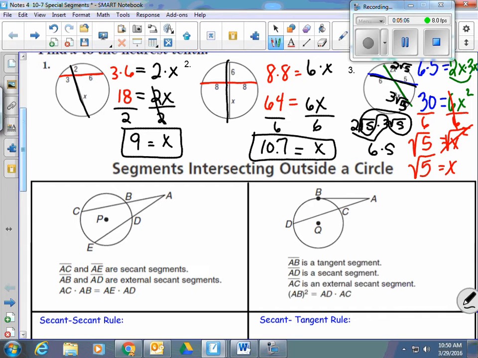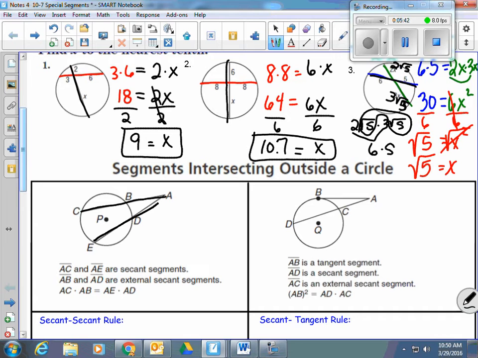Alright, look at those pictures in the next couple of boxes. I want you to compare and contrast them in your brain. Look at those two pictures and tell me, how are they the same? How are they different? So what is the same between those two pictures? They're circles. What else? They're secants. What's a secant? One that goes through a circle, correct?